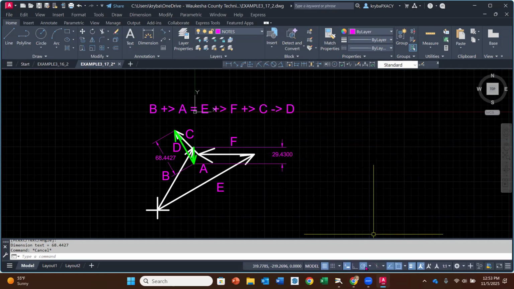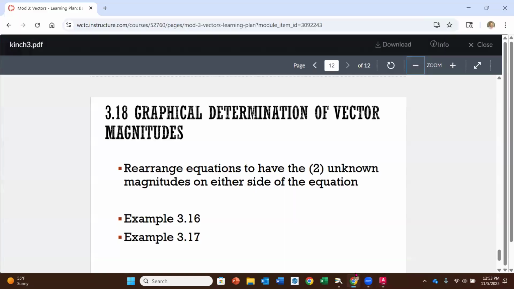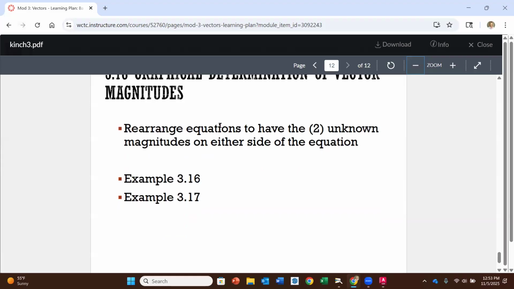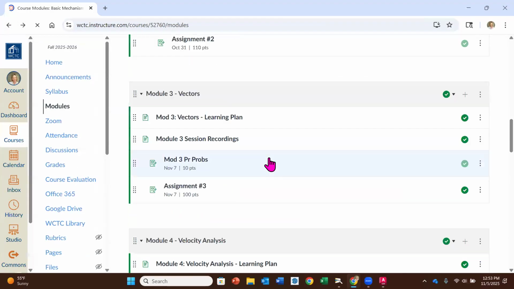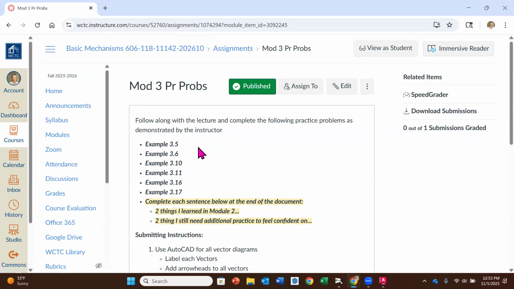Okay. So any questions on this diagram? All right, just going to peek back. This takes us to the very end of our PowerPoint presentation. And if I go back to our module and look at the practice problems here, we have now completed all the practice problems for module 3.